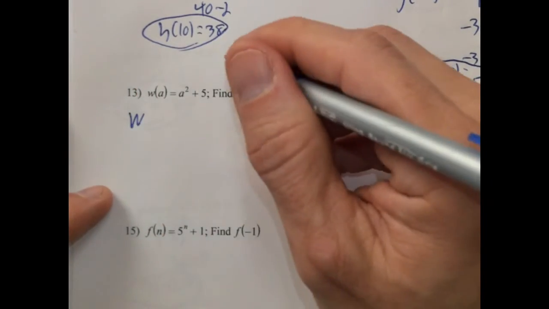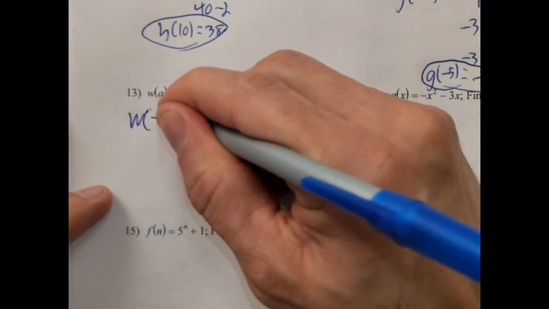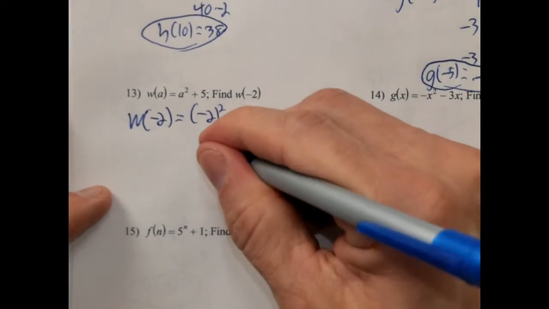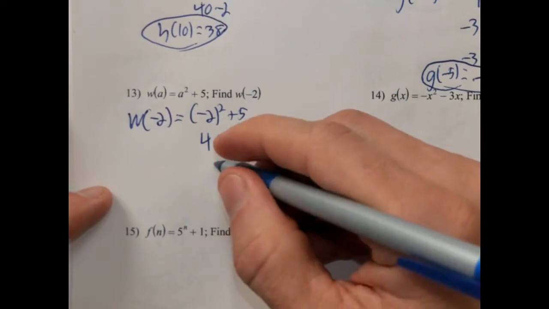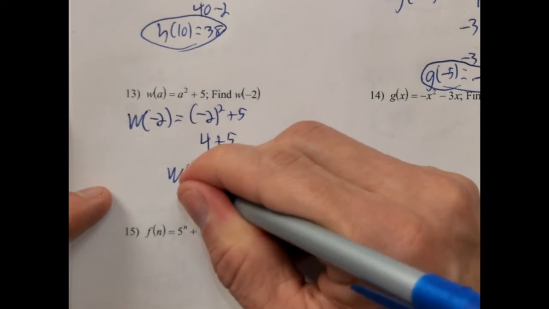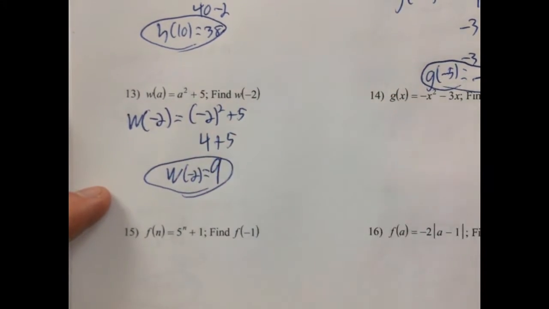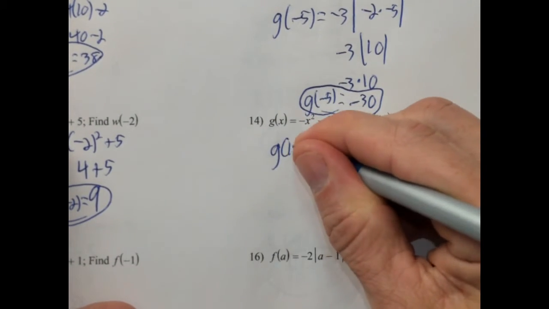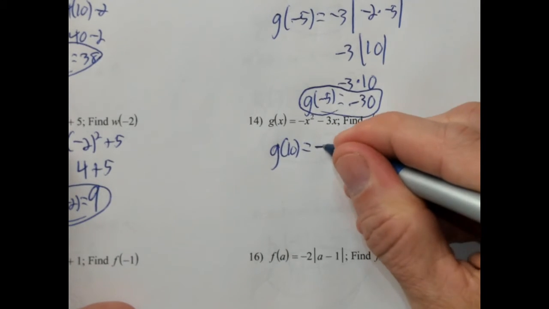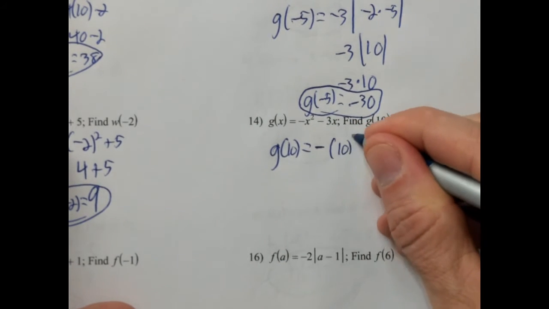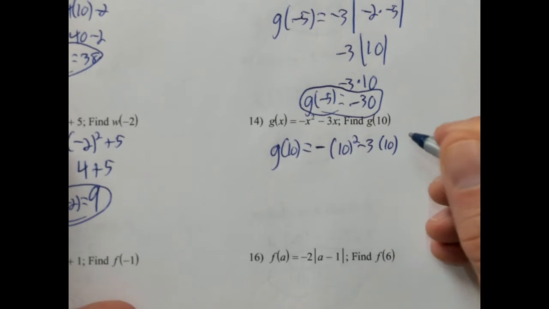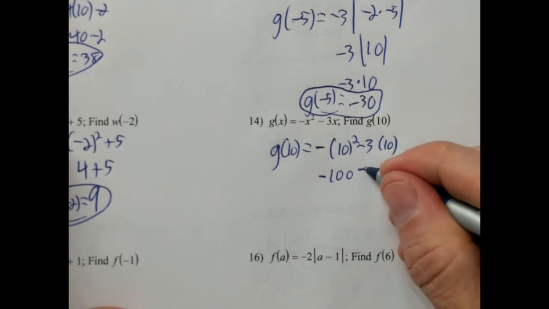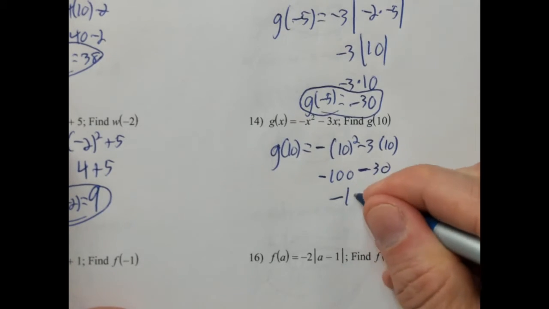w of a is a squared plus 5. Find w of negative 2. So w of negative 2 equals negative 2 squared plus 5. Negative 2 squared is 4, and 4 plus 5 is 9. Now g of 10: negative, and we're going to do 10 squared minus 3 times 10. 10 squared is 100, minus 30, negative 130.